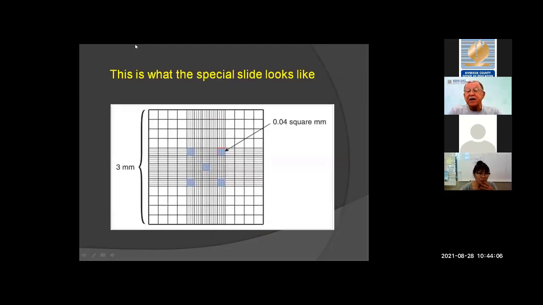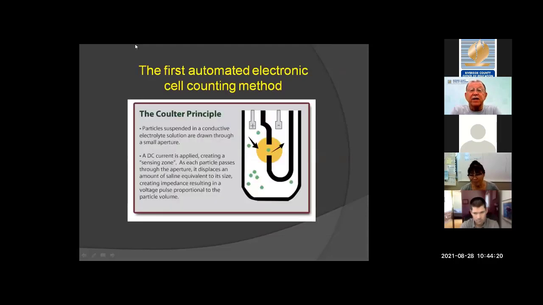This is what the special slide looked like. And what you ended up doing under the microscope, you count the number of red blood cells in each one of those light blue squares there. So you got 5 of them, and then do the math. And it's a lot of fun. It's kind of boring sitting there doing that, though.